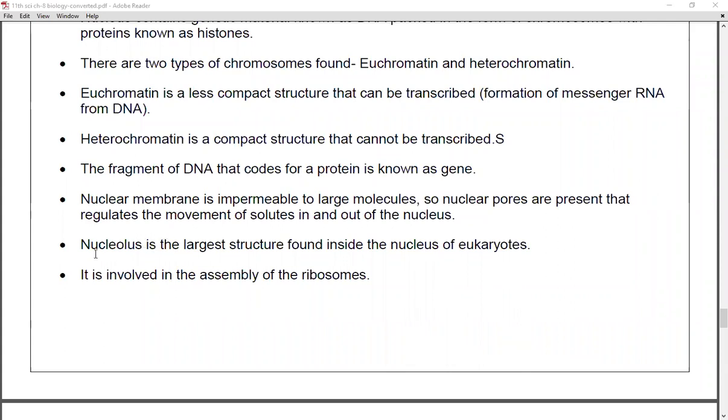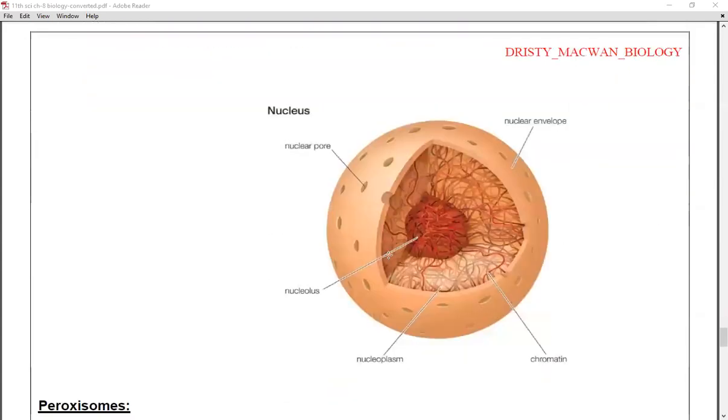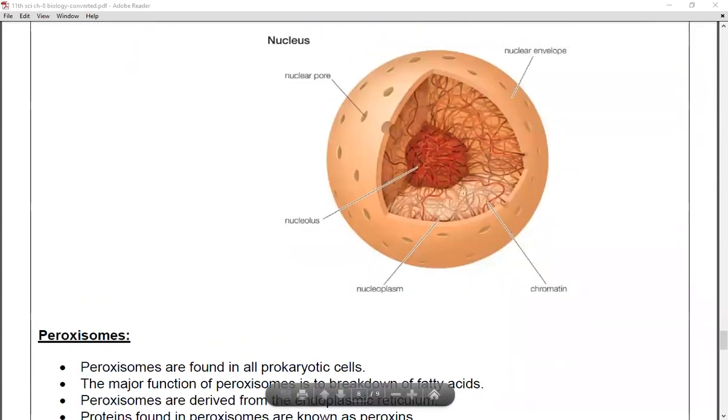Also, there will be presence of a nucleolus, and the nucleolus is the largest structure found inside the nucleus of eukaryotes. This nucleolus is involved in the assembly of the ribosomes, right? And these ribosomes are responsible for protein synthesis, right?